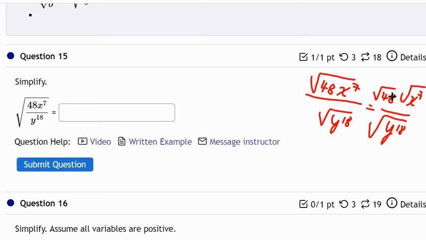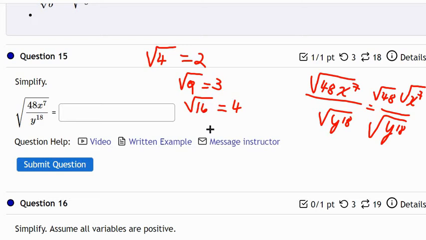I need to figure out what is a perfect square that's a factor of 48. The largest one is what I need to find, actually. So even though 4 is a perfect square, because the square root of 4 is 2, and it goes into 48, I'm pretty sure there's a bigger one. Now, 9 doesn't go into 48, but 16 actually does.